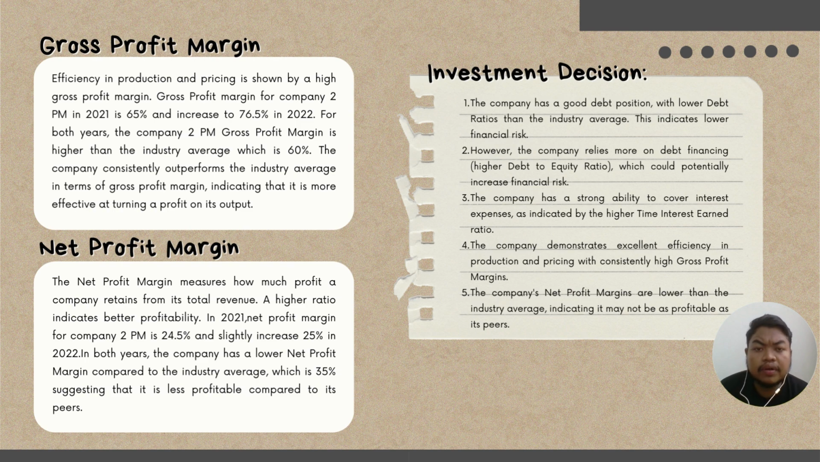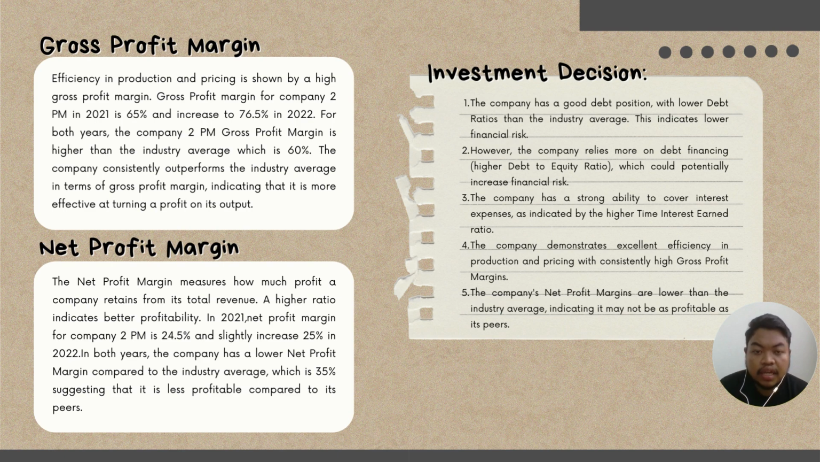Next, I'm going to talk about investment decision. The first one is the company has a good debt position with a lower debt ratio than the industry average. This indicates lower financial risk. Second, the company relies more on debt financing, with a higher debt to equity ratio, which could potentially increase financial risk.